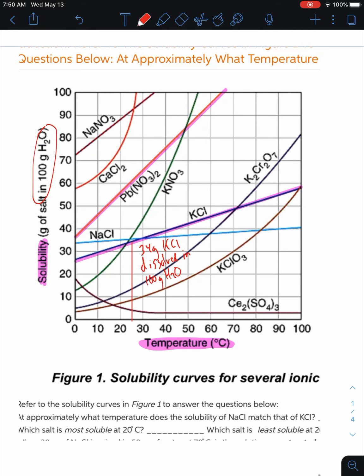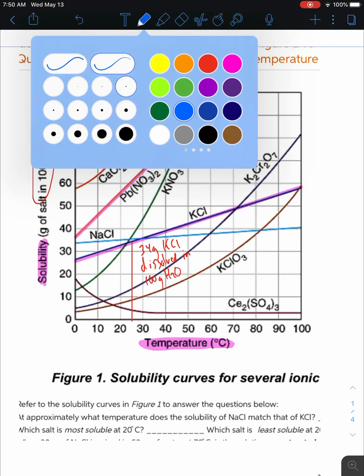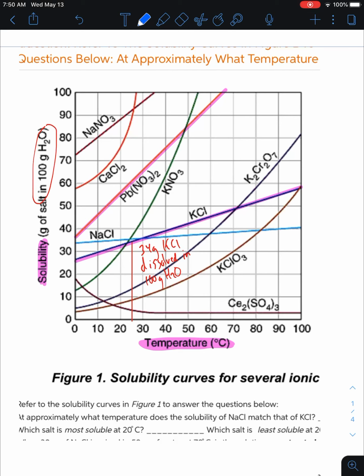That's the solubility of potassium chloride. If that had been a different salt, let's say lead nitrate, we would have been able to dissolve, oh, it looks to be maybe 61 grams of lead nitrate in 100 grams of water. The solubilities are not the same. Lead nitrate is more soluble than potassium chloride at 25 degrees.